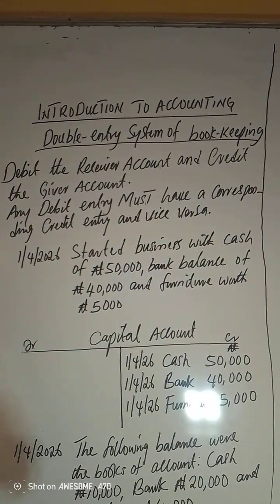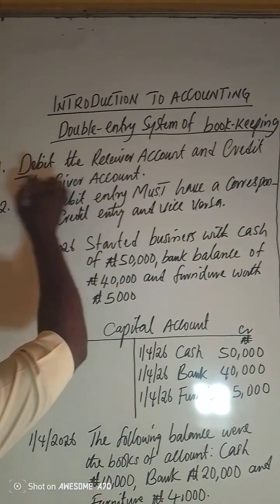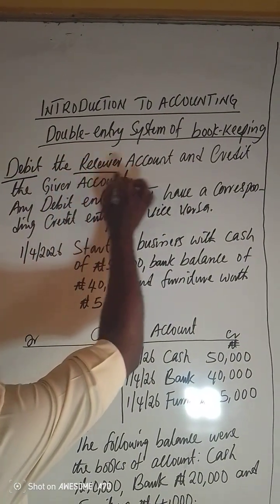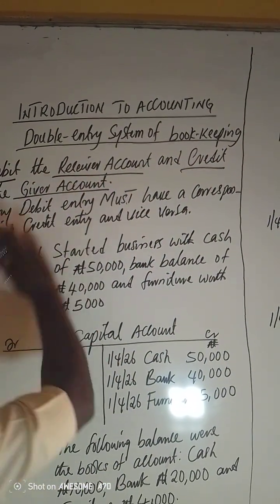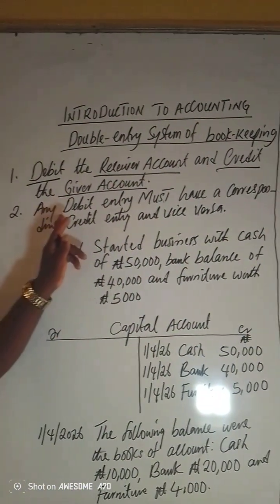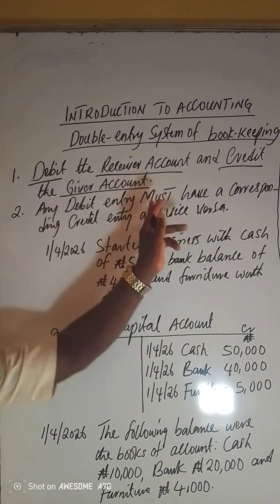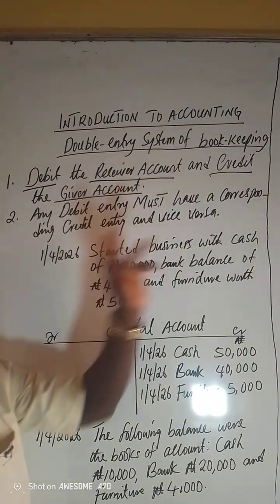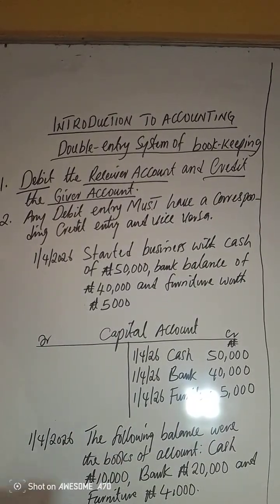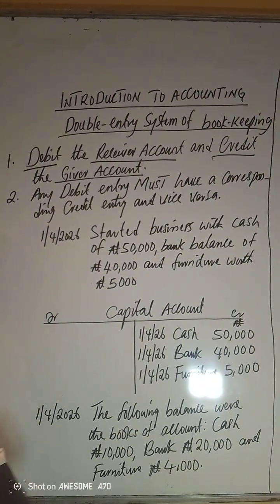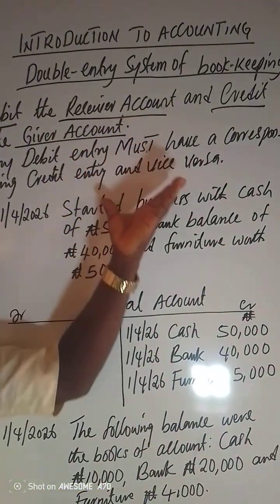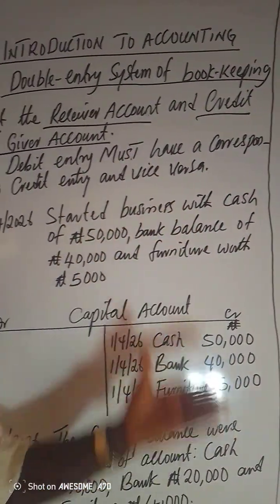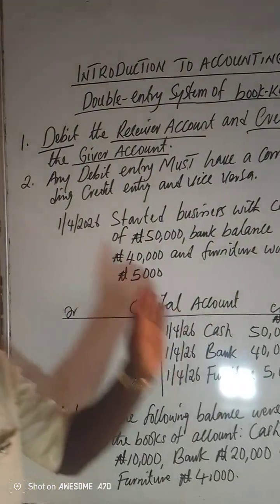The emphasis for the first principle is when we talk of debit, the account that receives, credit, the account that gives. This is the emphasis. And here, any debit entry must, as you can see the capital letter here, must have a corresponding credit entry and vice versa. So we are going to use this transaction to explain this principle. So let's look at this transaction.